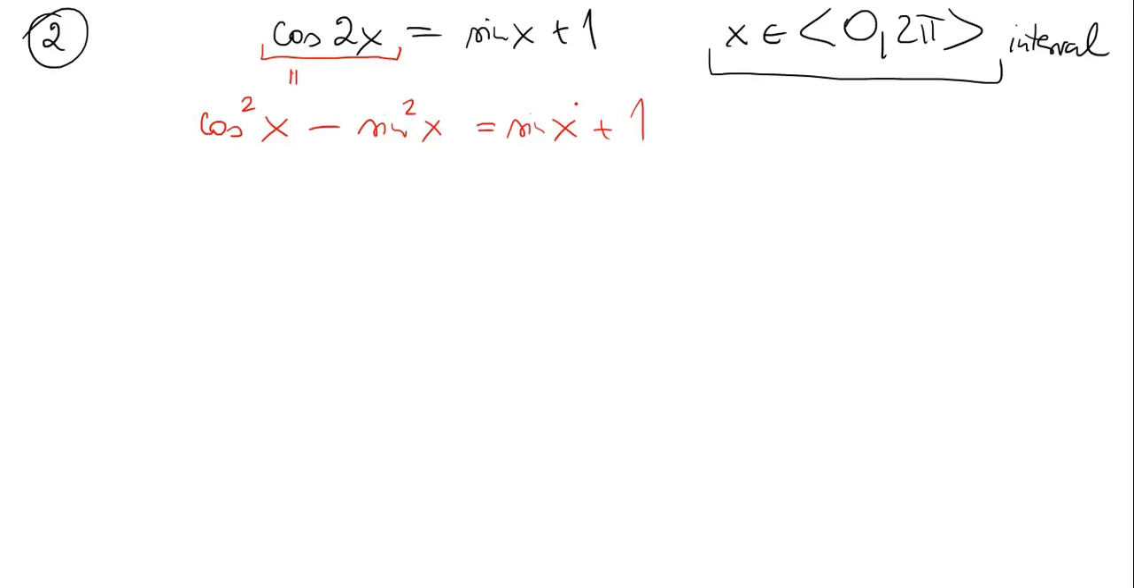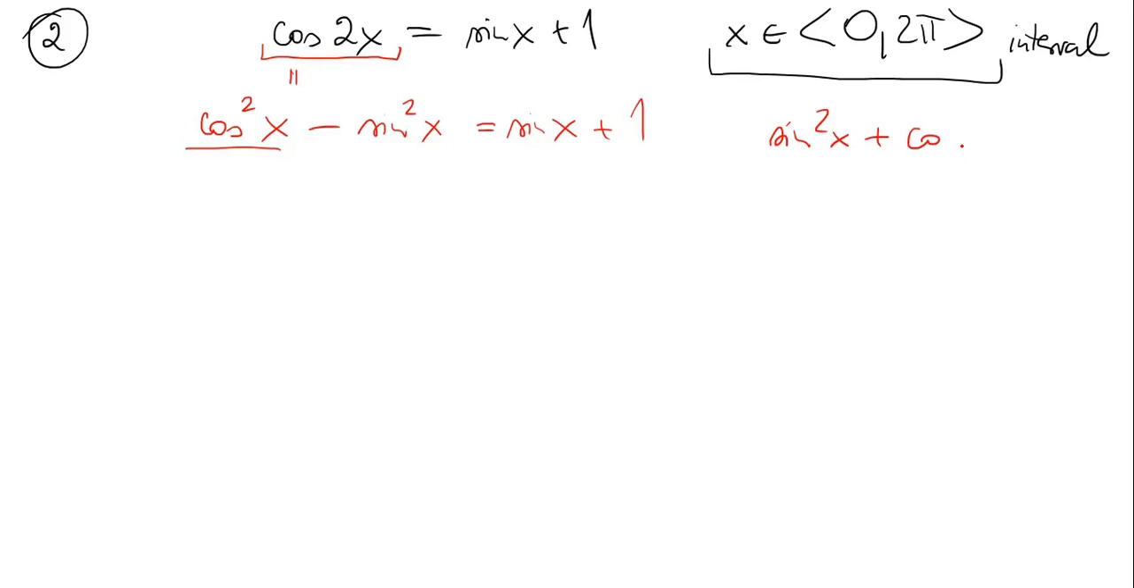So first of all, of course, we have the formula for cosine of double angle, so that's what we're going to use here. So we have cosine squared x minus sine squared x equals sine x plus 1. And as you can see, we have two functions, and it will be so much better if we have just one function. So this is what we're going to do. We are going to substitute cosine x by sine x because we have more sines, right? So let's do the substitution.